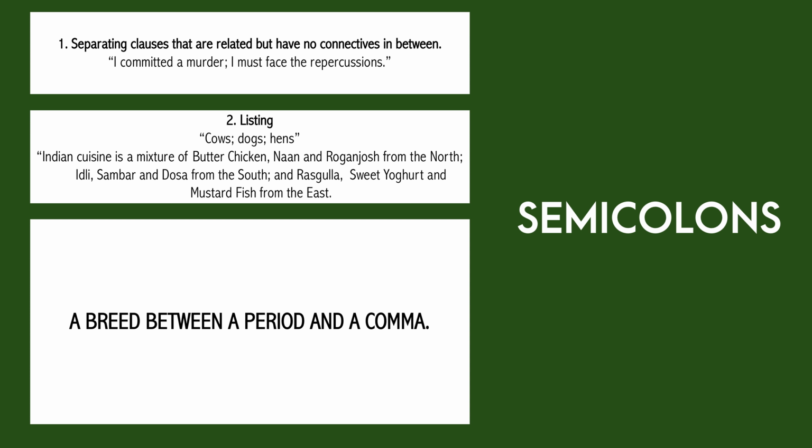And the second use is listing. So you can use semicolons instead of commas, though they're more effectively used if several elements in the list contain elements which contain commas, as in this example of Indian cuisine. That is one element of a list, which is a list itself. That is another list. So it is a collection of lists that have commas. So to separate these lists, we can use semicolons.